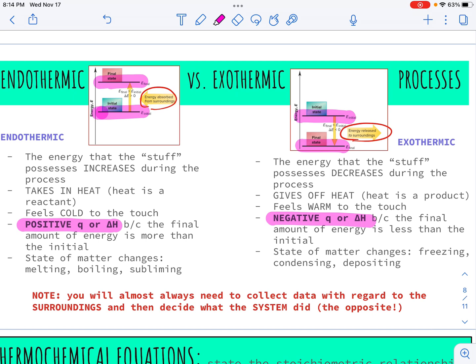Something that I'm going to keep hammering home is that you pretty much have to collect data with regard to the surroundings, what you're feeling, what's happening on the thermometer, etc. So remember that if the surroundings are gaining heat, that means the system has lost heat. So they do the opposite of each other. And pretty much our data collection is from the surroundings, but we'll always want to be talking about the system. So you have to get used to making that switch.